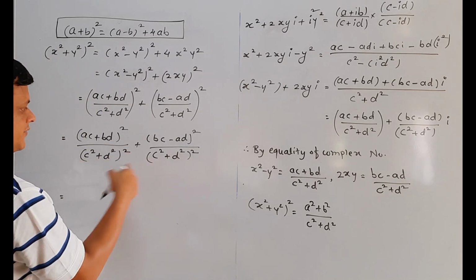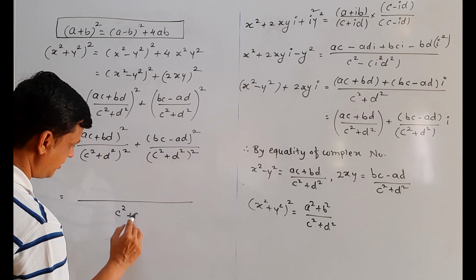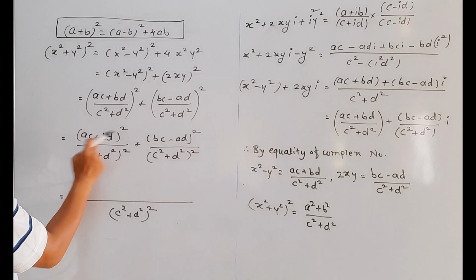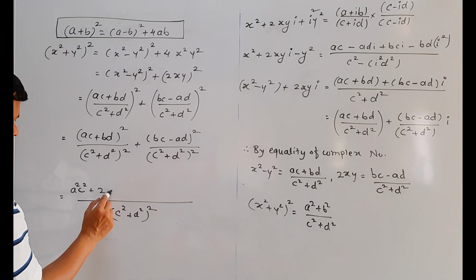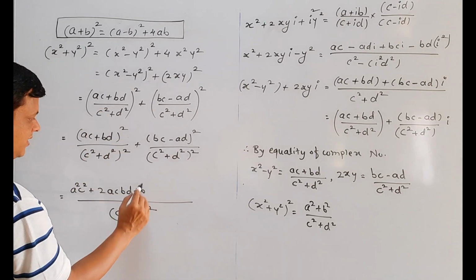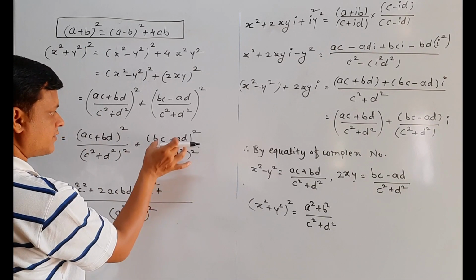Now in both the terms the base is the same, so we write the base same separately, (c square plus d square) its square. Now apply the formula of (a plus b) square. So we write here a square c square plus 2 times ac into bd plus bd square, that is b square d square, then plus the square of this.